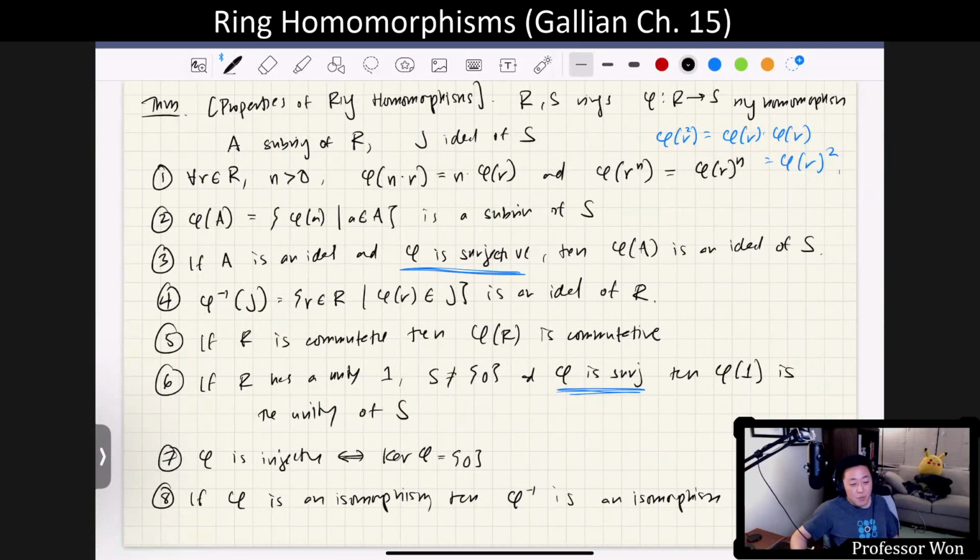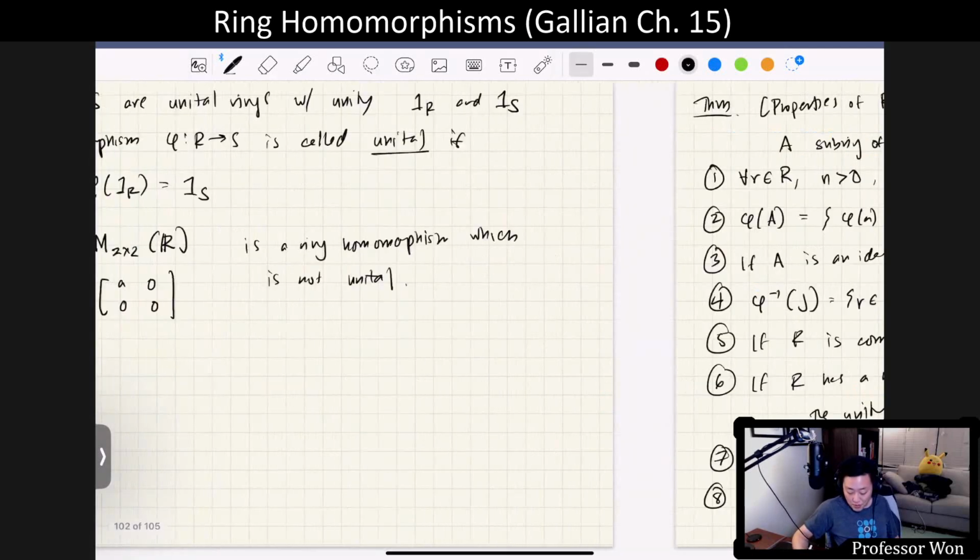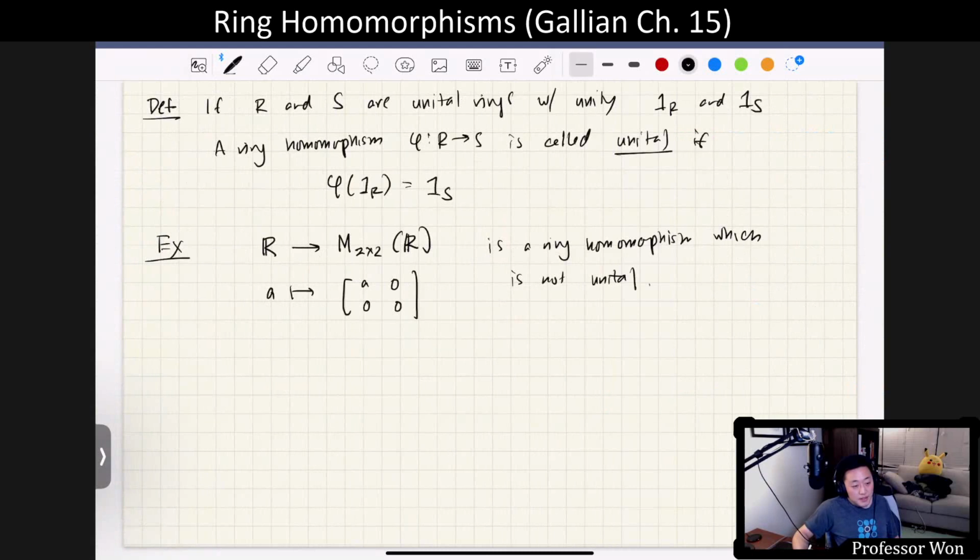For 3, we've already seen why surjectivity is important, but let me point out that we actually already have an example where it's not true. Not this example, not this example, but an example kind of similar. Let's take the map from R to M2 by 2 R that sends A just to the scalar matrix with A, 0, 0, A.